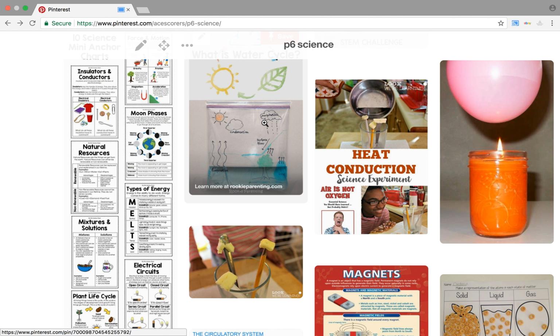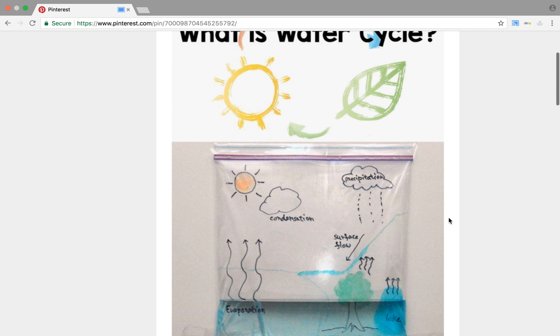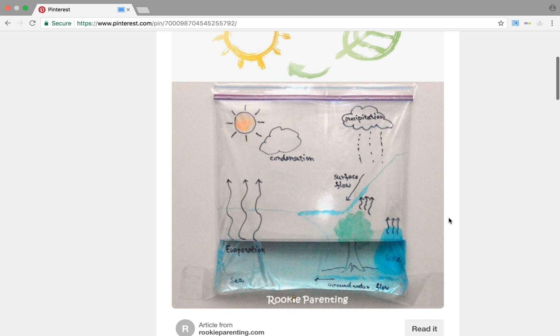Q10. Okay, next. What is this? What is the water cycle? See? Very cute experiment. Rookie parenting. Experiment, right?